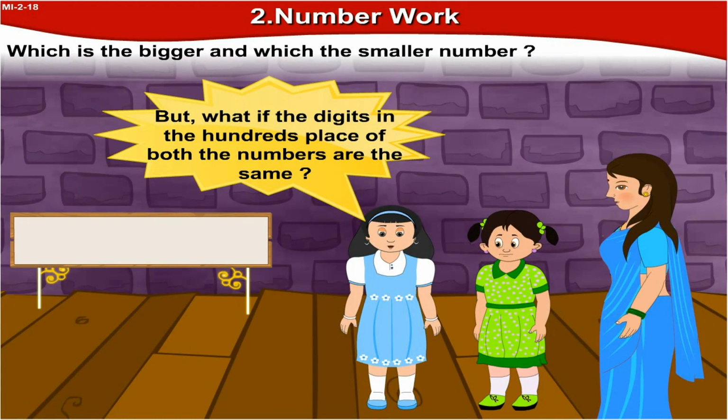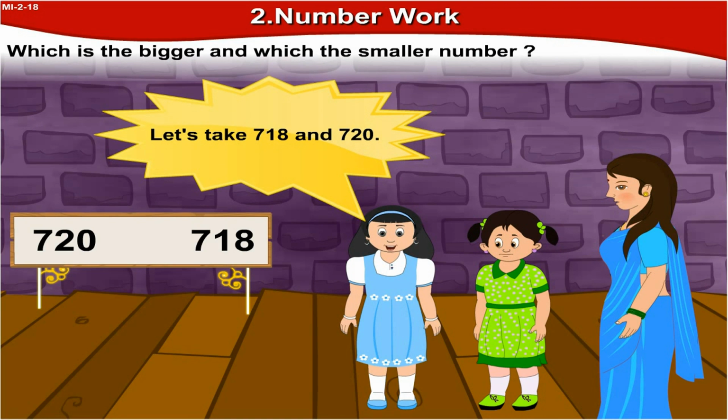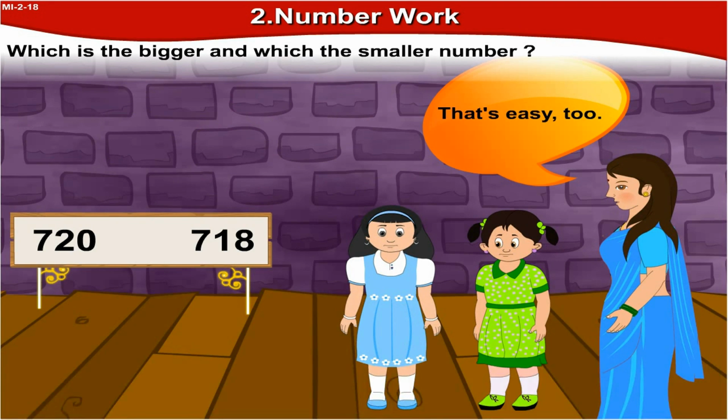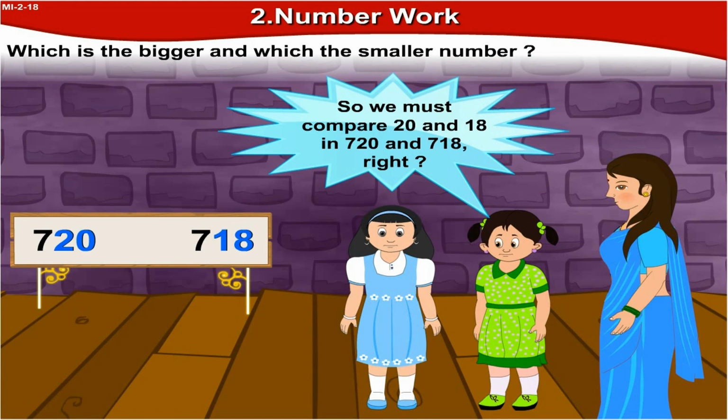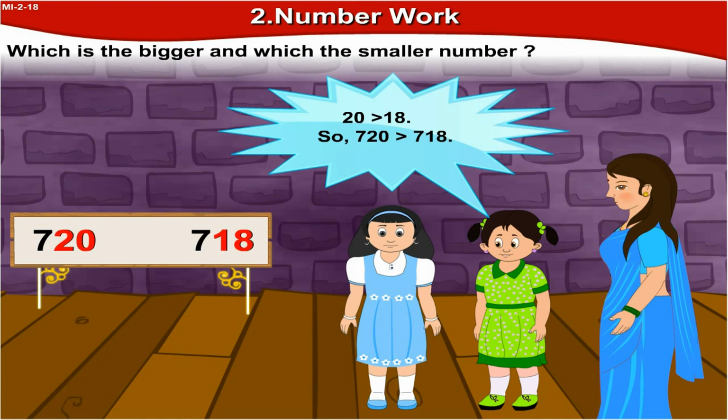But what if the digit in the hundred place of both the numbers are the same? Let's take 780 and 720. Salma, that's easy too. If the hundreds are the same, look at the numbers made by the tens and units. So we must compare 20 and 18 in 720 and 718, right? 20 is greater than 18, so 720 is greater than 718.